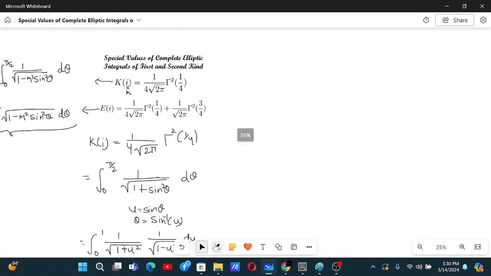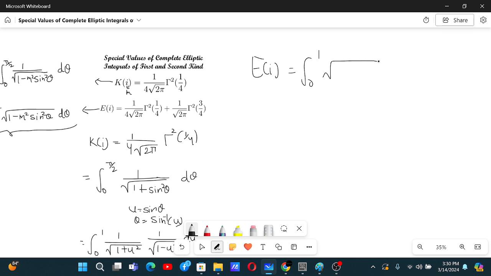We have E of i, and this is now the integral from 0 to 1 of root under, again m square is minus 1, so 1 plus sine square theta d theta. Now what do we do?